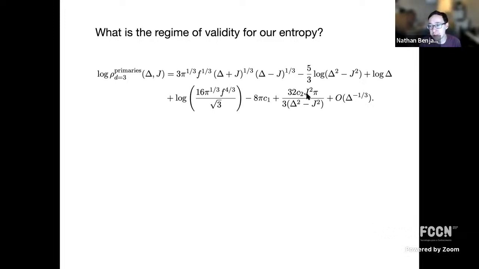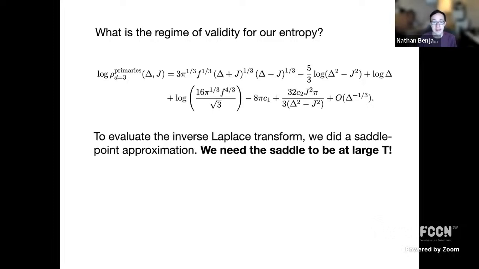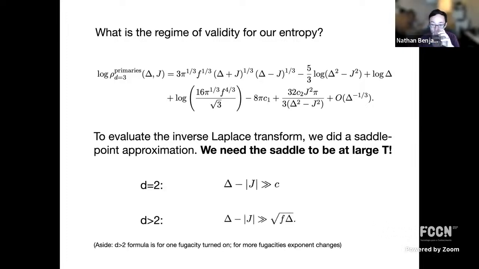Similarly, if J goes all the way to delta, this term looks like it's blowing up. So you might wonder what the regime of validity of this entropy formula is, which I kind of swept under the rug earlier. And that's very easy to answer. To get this, we took an inverse Laplace transform and we did a saddle point approximation. And the whole point of this thermal effective action is it's only valid at high temperature. We're doing an expansion in 1 over temperature. So when we did this inverse Laplace transform and evaluated the saddle, we need the saddle to be at large temperature. If the saddle is at small temperature, we just don't trust our answer. So you can just compute the saddle and see what that means. And here's the final answer.